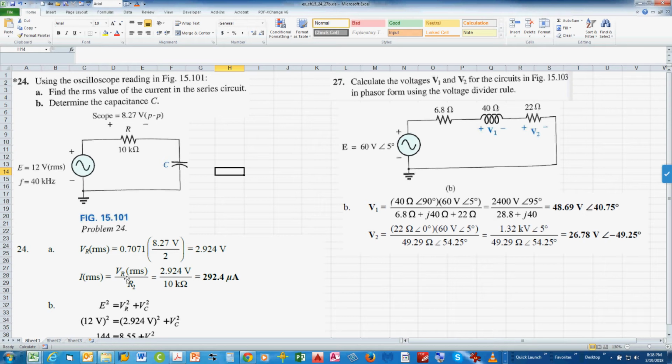Likewise, with the current, you just take the RMS voltage divided by R. It has an R2 here, I'm not sure why, but R is 10K. So 2.924 divided by 10K is 2.924 microamps, which is not right. I think that should be, oh no, it's 292.4 microamps, or it would have been 0.2924 milliamps.